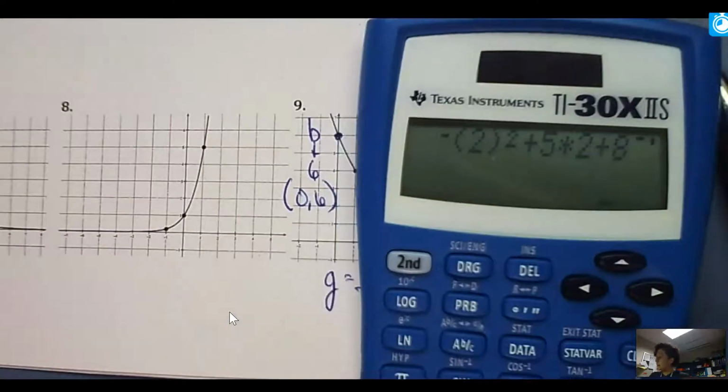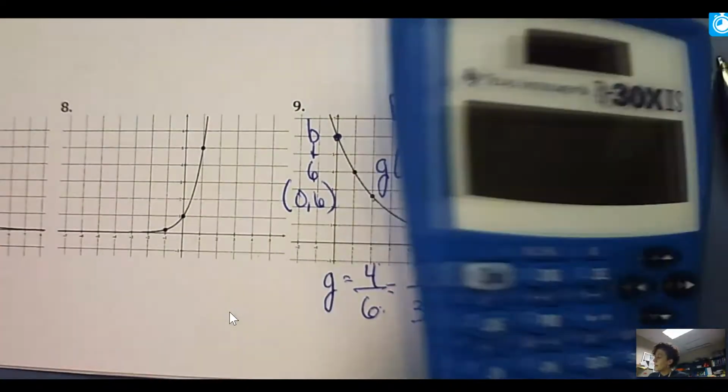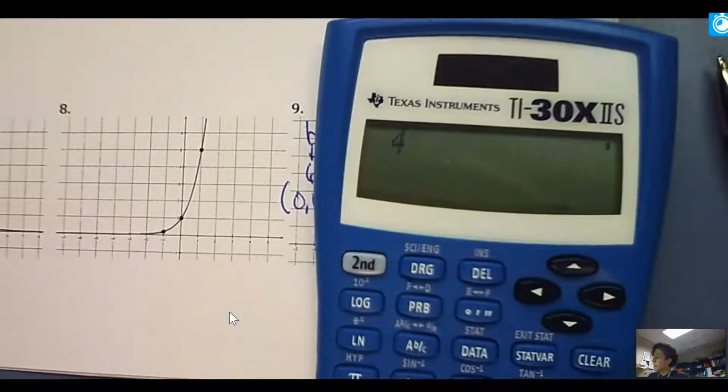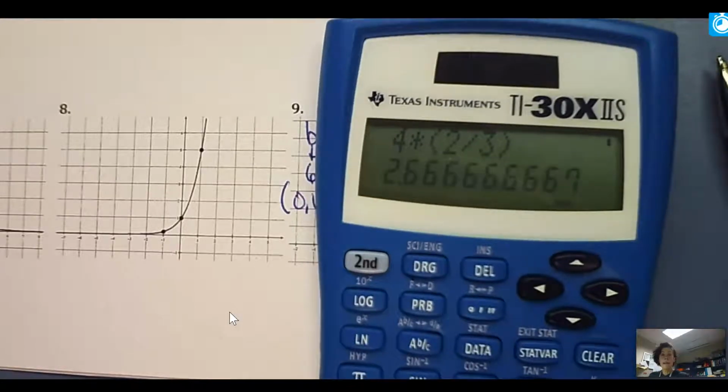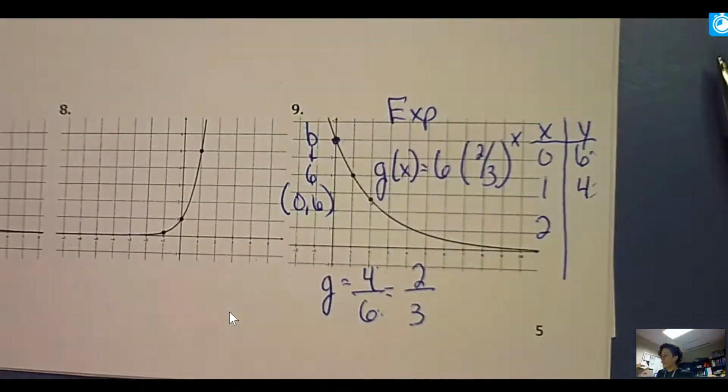So here's just a very basic calculator. Let's see, I can take 4 times, and then in parentheses I'll put my fraction, 2/3. And I can see what that value is, 2.6666. So let me show you what the graphing calculator can do though.